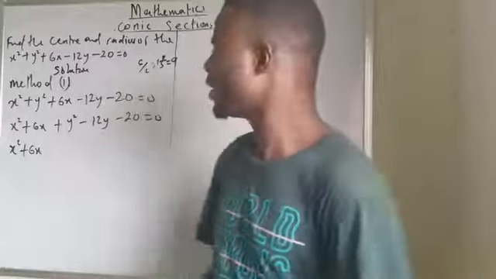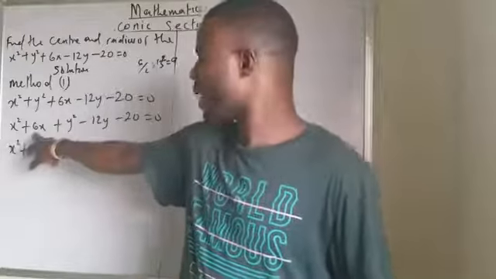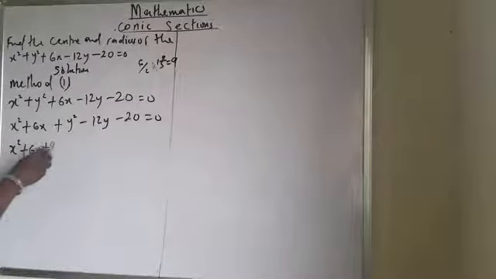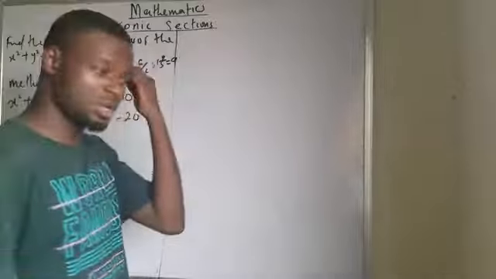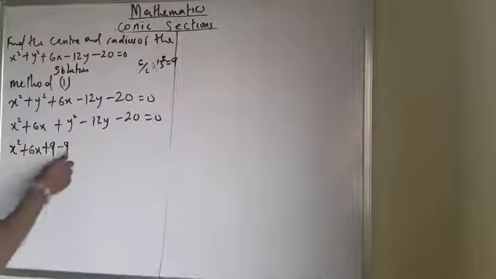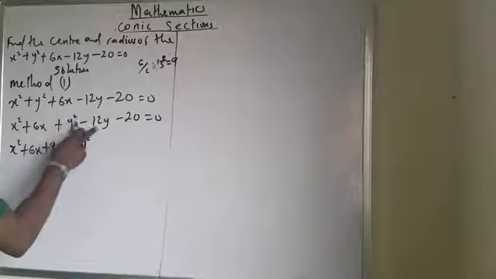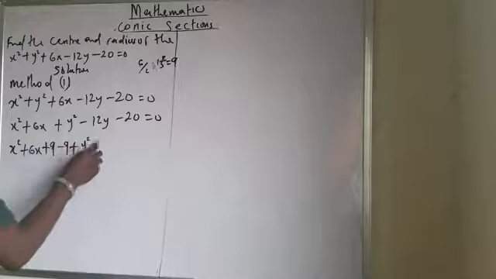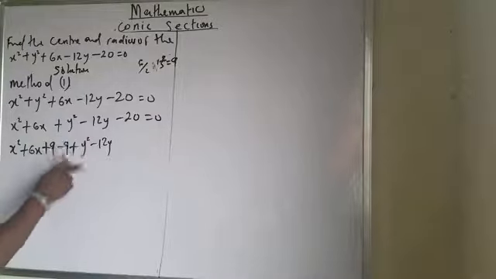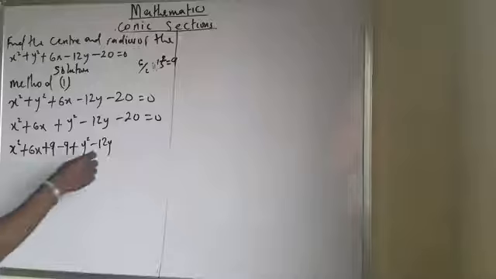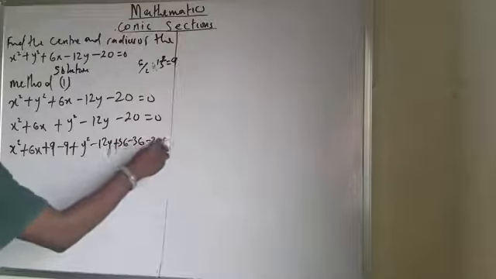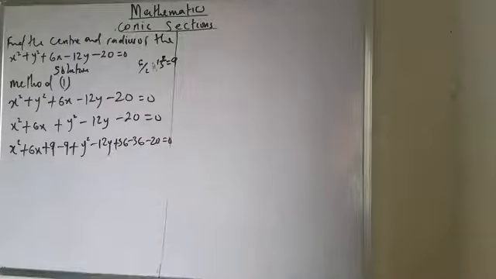Complete the square method. Now, take half of this, square it and add it to both sides. It means I will be adding 9 and taking away 9. I'm just improvising for a 0. 9 minus 9 is always equal to 0. I will be having plus y squared. Half of this number, 12, will be 6. 6 squared will be 36, plus 36 minus 36. Now minus 20 equals 0.